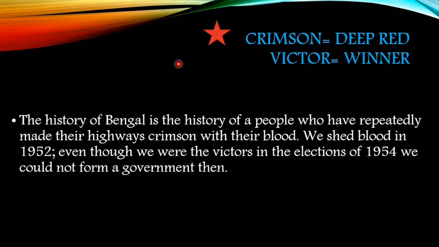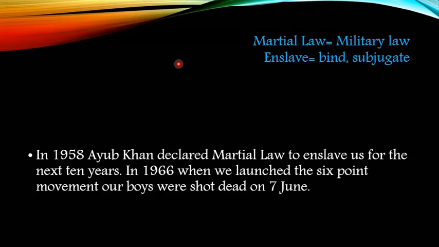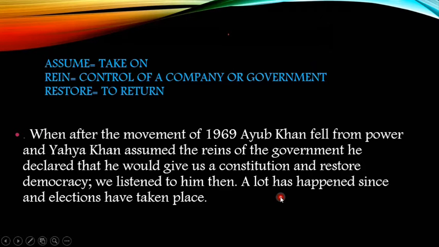That means though the Awami League was the winner of the election in 1954, they could not form a government. In 1958, Ayub Khan declared martial law. Martial law means military law, which is opposite to democracy. Martial law to enslave us for the next 10 years. Enslave means bind or subjugate. In 1966, when we launched the six-point movement, our boys were shot dead on 7 June.